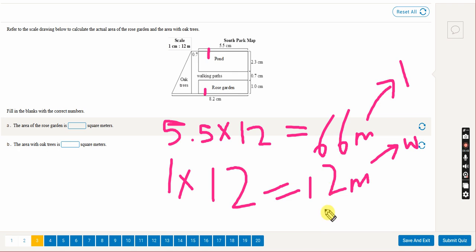So now you just multiply them together, because what is the area of a rectangle? Length times width. So 66 times 12 is equal to 792. You can multiply that directly, take your time, 792. The next one, what are we getting?